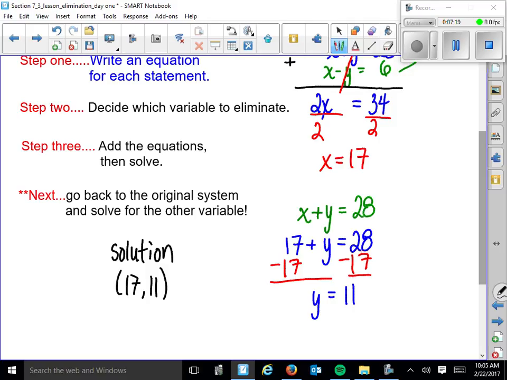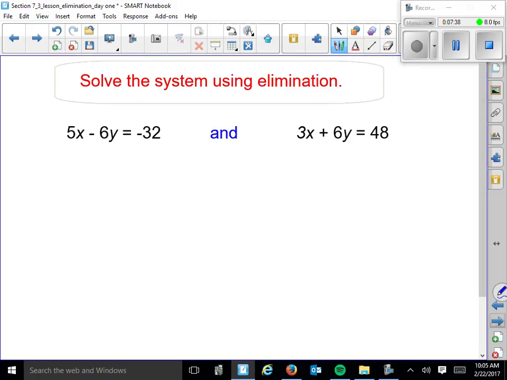Okay, it would be a great idea to check. Well, remember, the original problem said that the sum of the two numbers was 28. 17 plus 11 is 28. And that the difference of the two numbers is 6. 17 minus 11 is 6. Sure enough, we have the correct solution to our system.